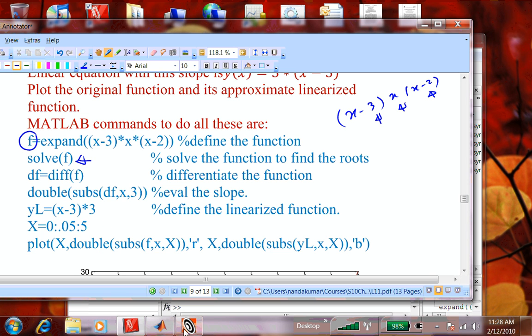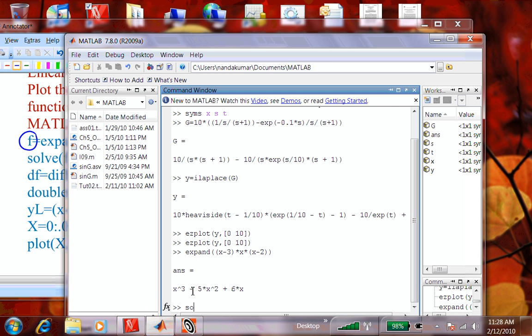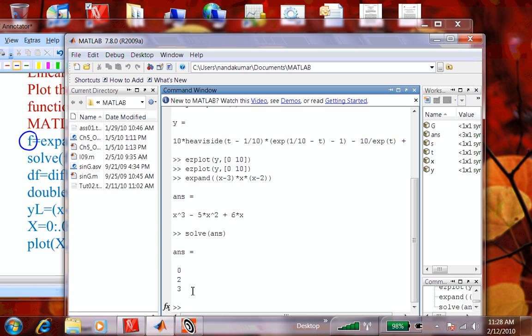Okay. So solve, in this case, what do I type? I need to type answer because I didn't store it in any variable. So these are the three roots. I started off with these three roots. I should know that. Okay. So solve just confirms that. And then this diff. Now I'm in trouble because I don't have that function saved. Okay, let me save it as f.